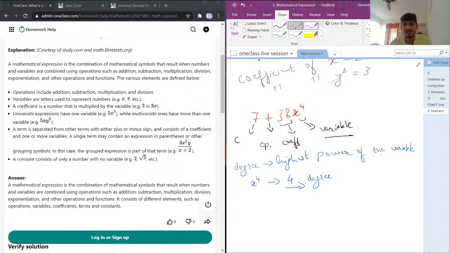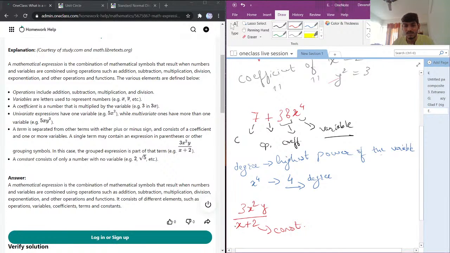Let's go for one more example, the last example for this. Let's write 3x square y over x plus 2. Here 2 is my constant. It doesn't matter if it is in division or multiplication, 2 is the constant term. If x is written all alone by itself, the coefficient of x is 1, because it is 1 into x. It is not 0, because 0 into x would be 0. So never make this mistake, okay?